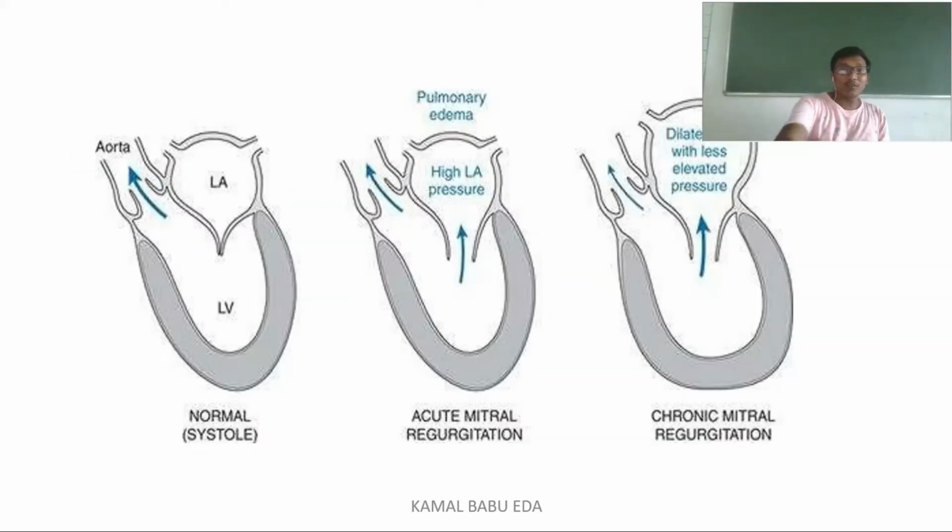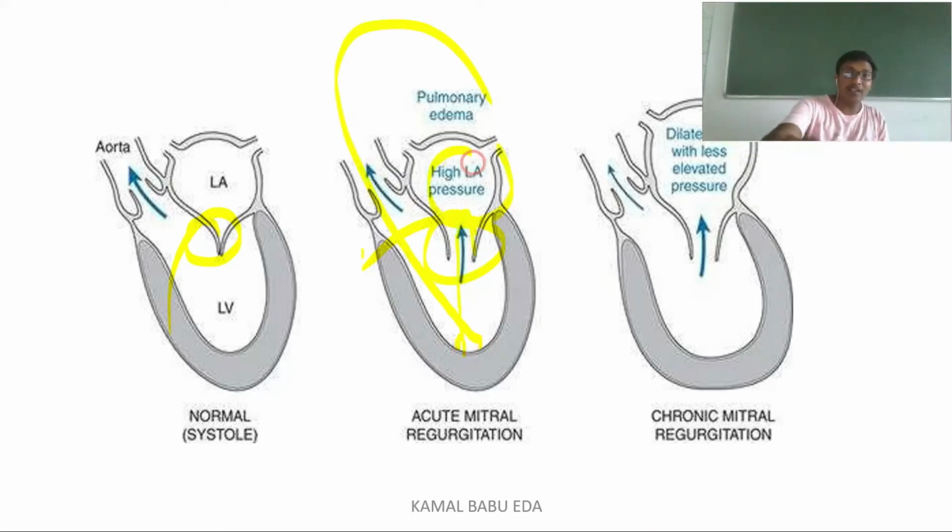So this is the normal systole. Acute mitral regurgitation means, due to the opened mitral valve, you can see the valve is not closing properly. Instead of the pressure going into the systemic circulation, the same pressure is exerted on the left atrium. So a high left atrial pressure is developed. Due to the increased pressure, the left atrium becomes dilated.